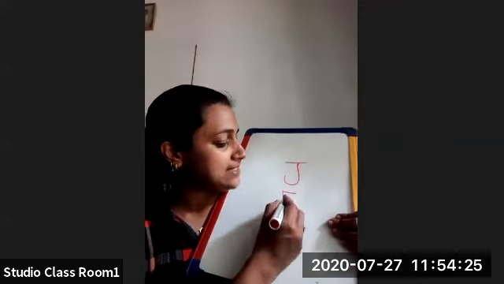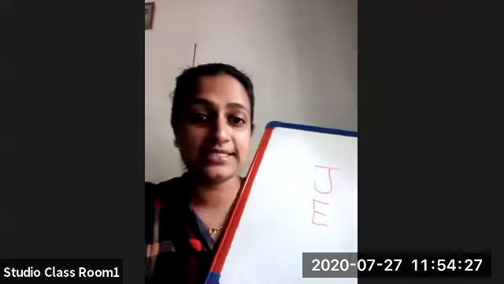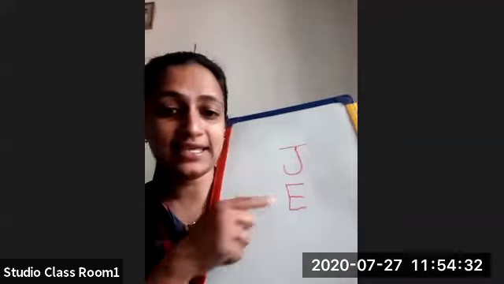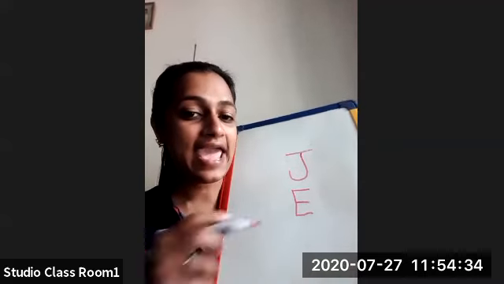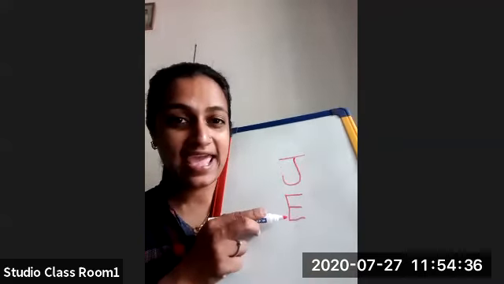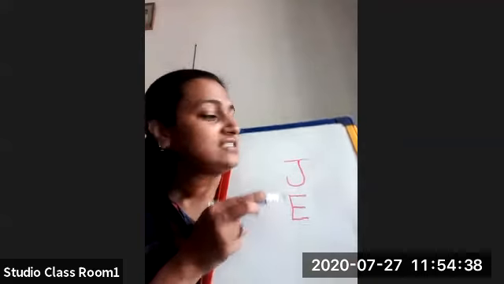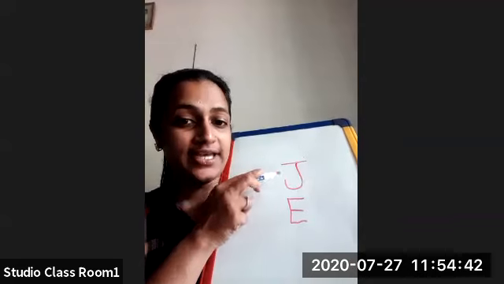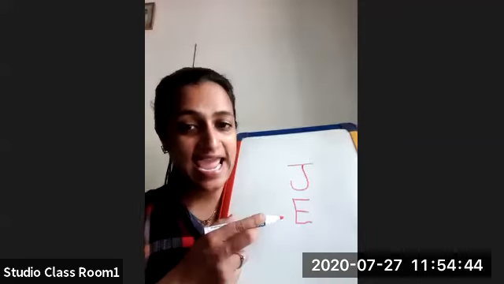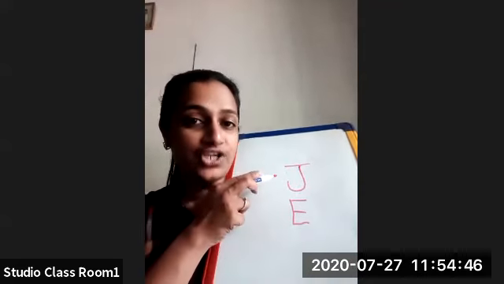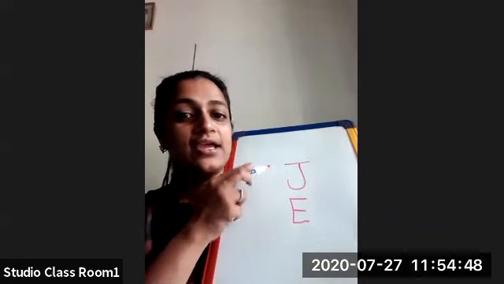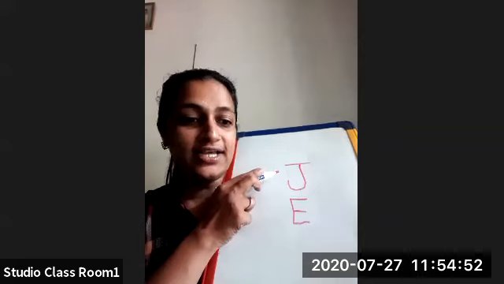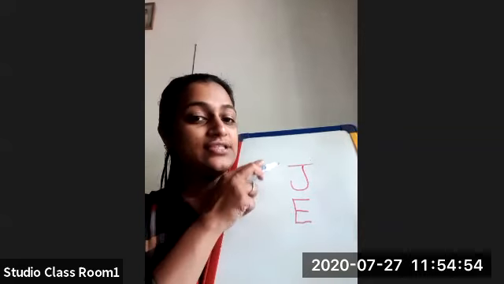What is the sound of this? A. So we have J, A, J. J, A, J.